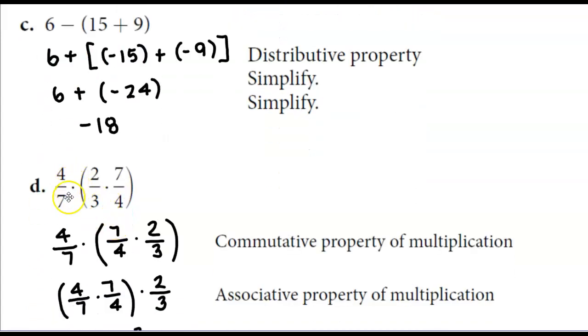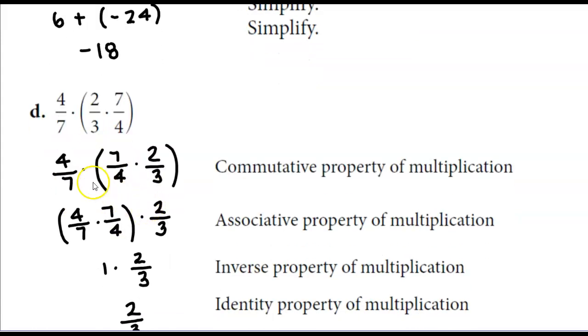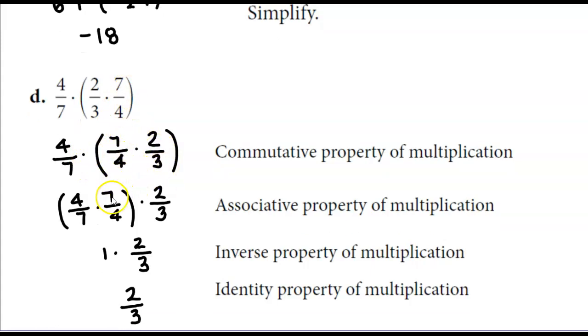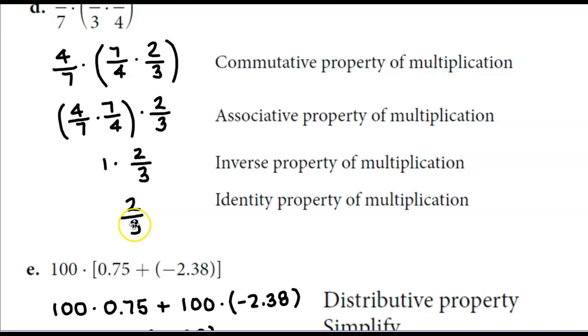In part D, we have 4 over 7 times (2/3 times 7 over 4). Now, if you notice here, 4 over 7 is being multiplied by its reciprocal inside the parentheses. So we can use the commutative property to reorder these two. So now it's 4 over 7 times 7 over 4 times 2 over 3. And then we can use the associative property by grouping these together, which is (4 over 7 times 7 over 4) times 2/3. Well, 4 over 7 times 7 over 4 is going to give you 1 times 2/3, and therefore it becomes 2/3 as your answer.